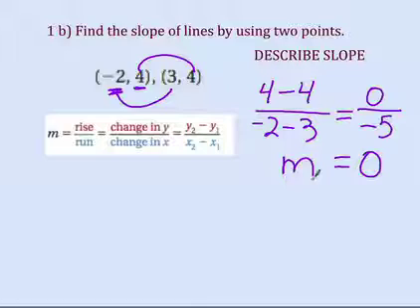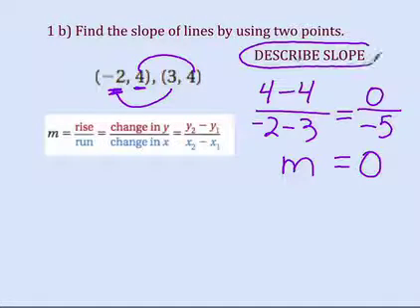M is the slope. Describe the slope. I think I'll come back to that one, describing the slope. I guess you could say it's positive. I'll come back though.